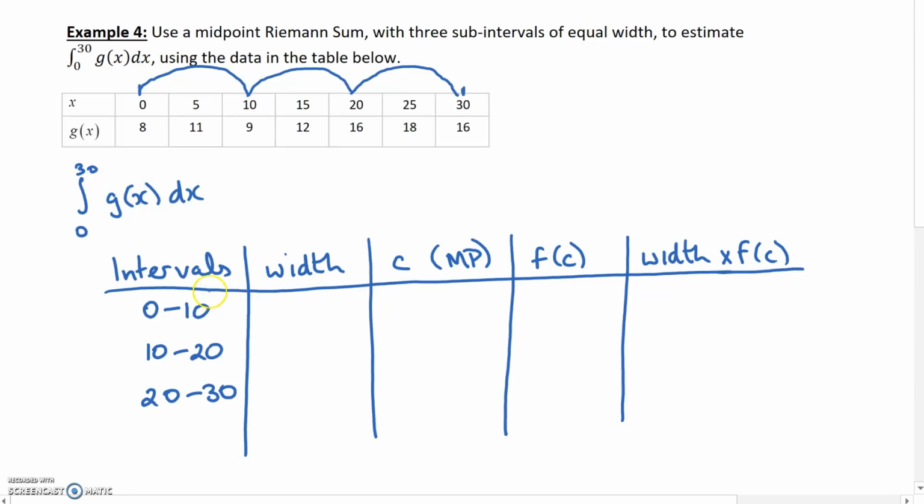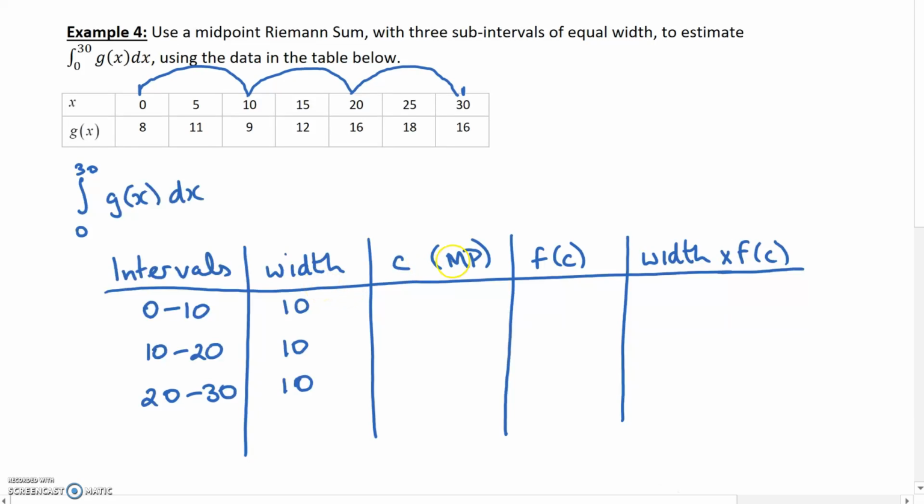All of these are width 10. And for midpoint Riemann sums, that's typically the case. Usually with midpoint Riemann sums, you're going to take rectangles that have the same interval, that have the same width. Not necessarily the case for left-hand or right-hand Riemann sums, but for midpoint Riemann sums, that's almost always the case.